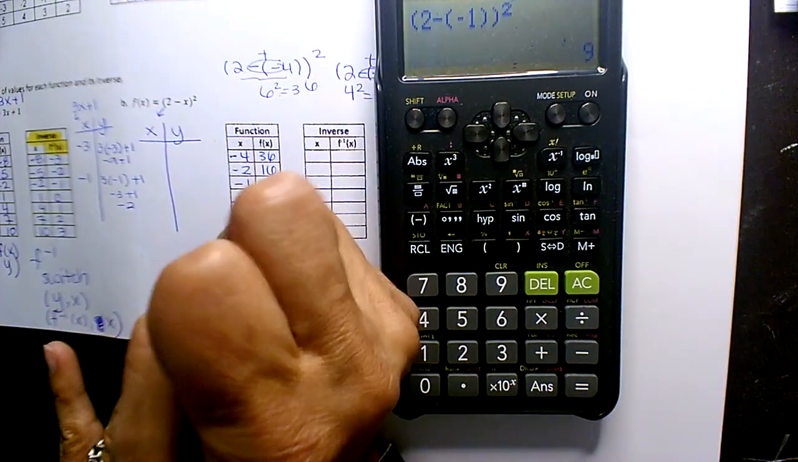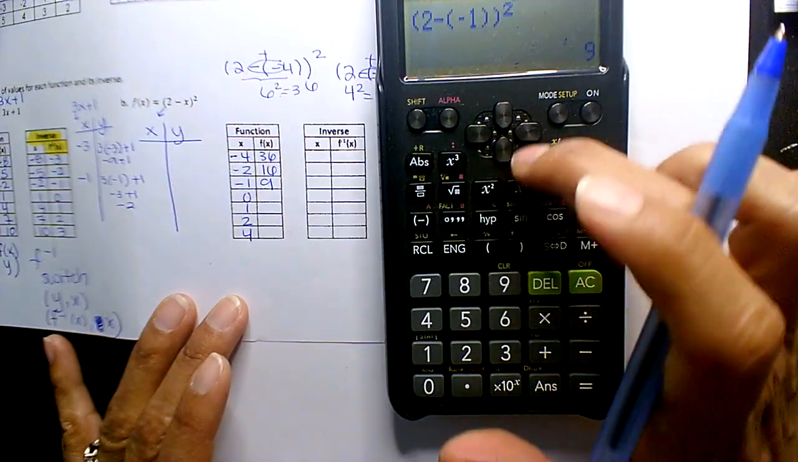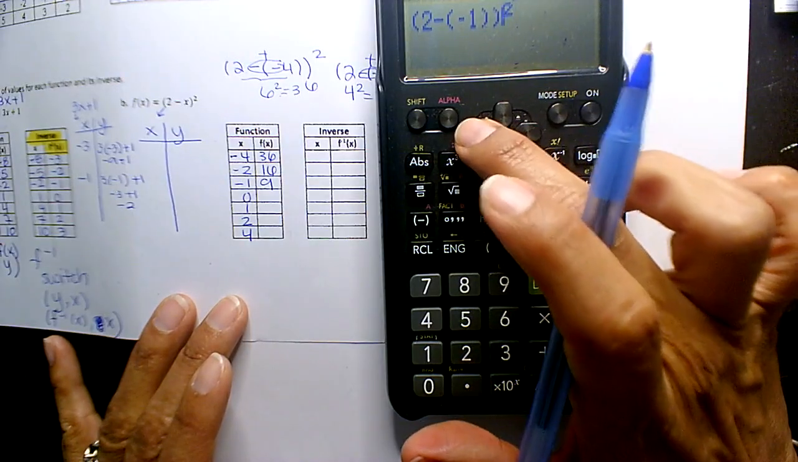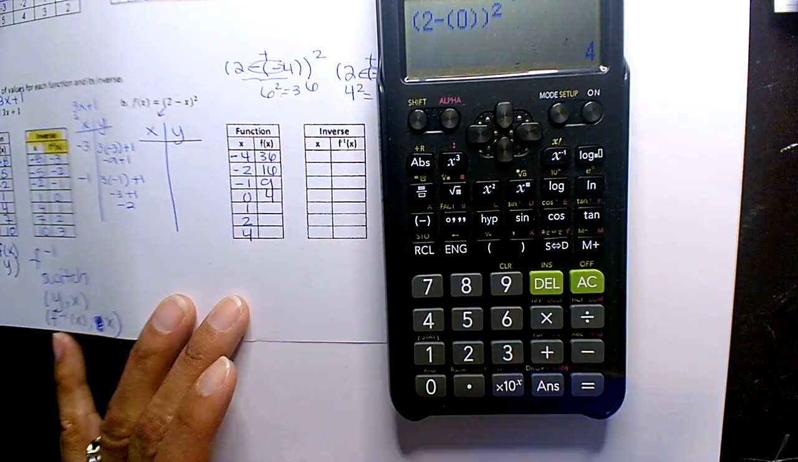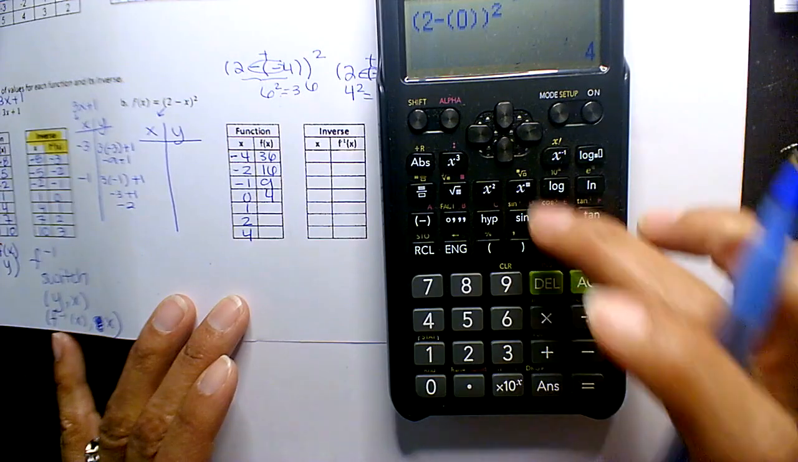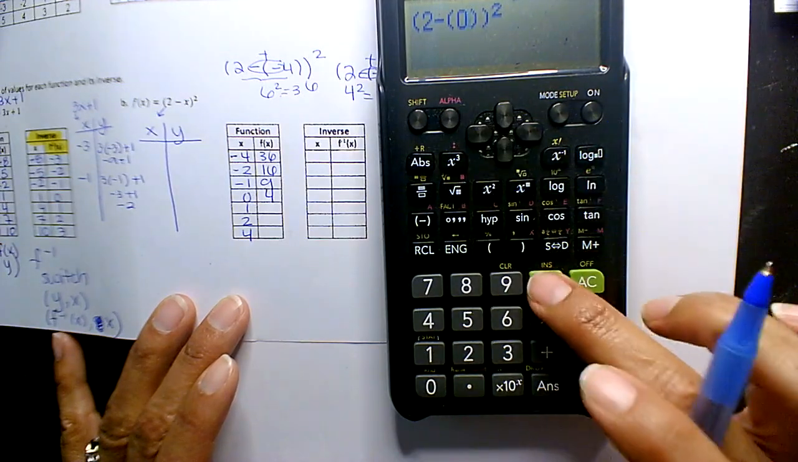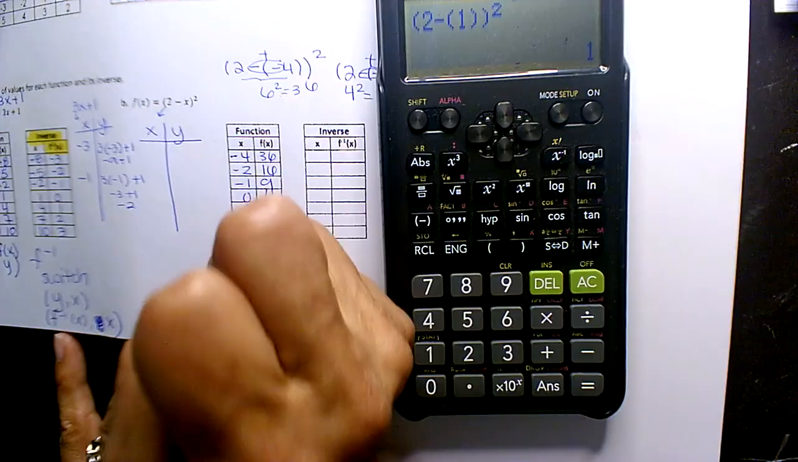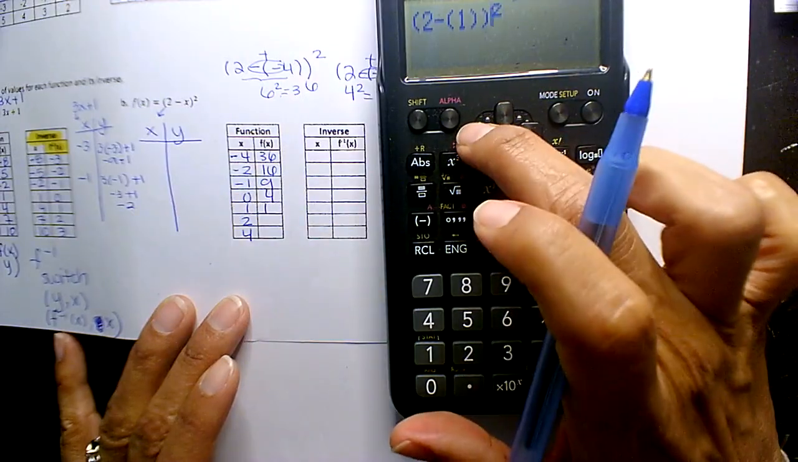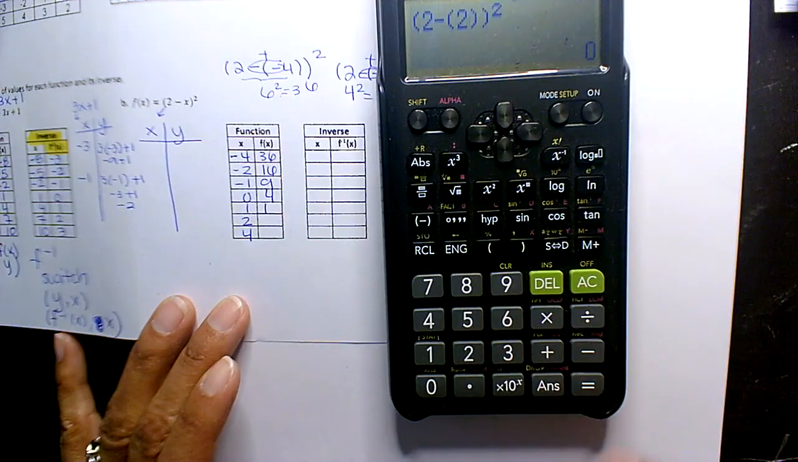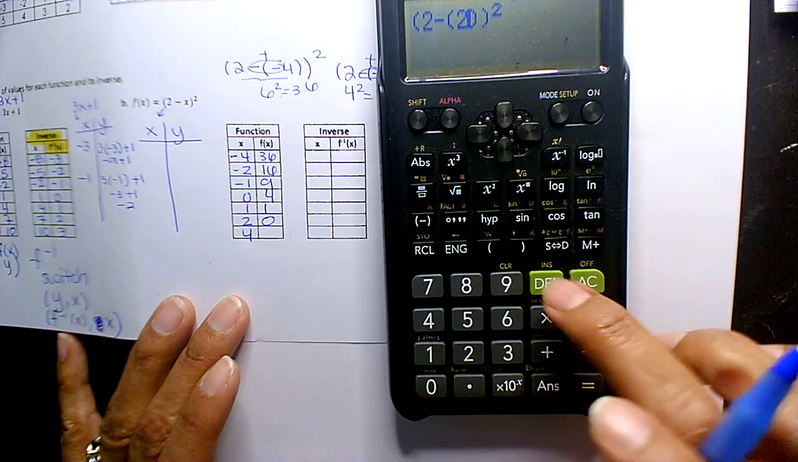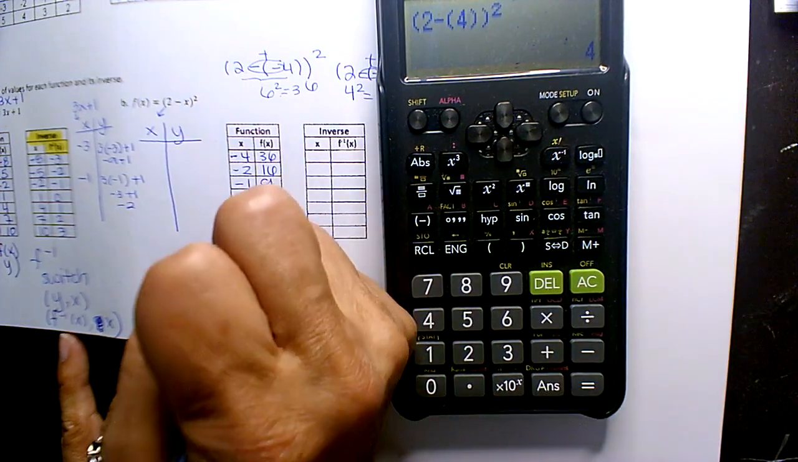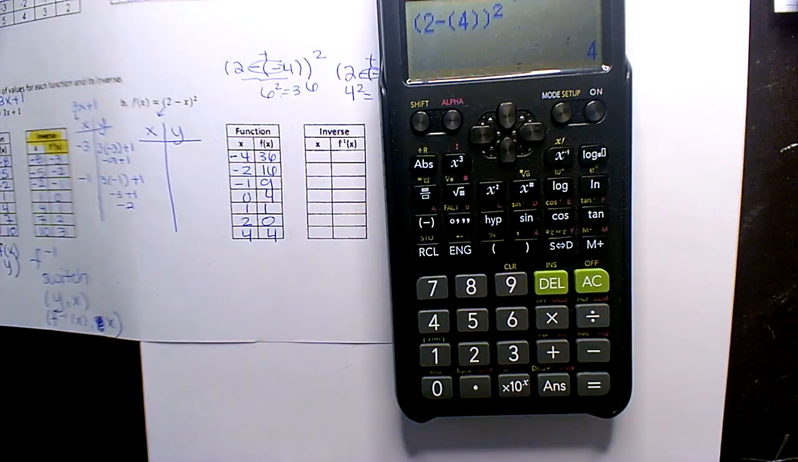It's a parabola. That's why the numbers are kicking up so high. This should be 4, right? Yeah, 4. And so you guys will all get really, really good with your calculator.